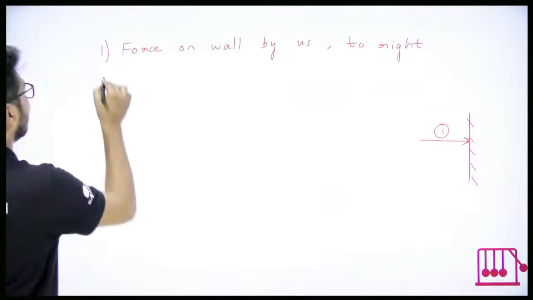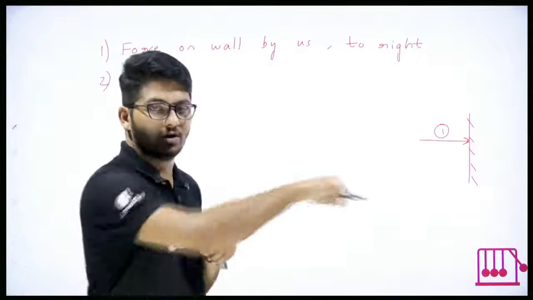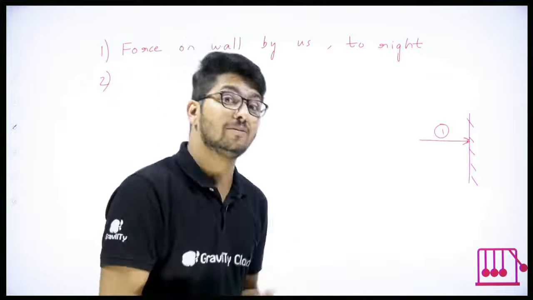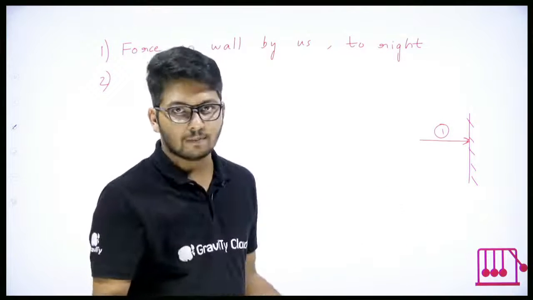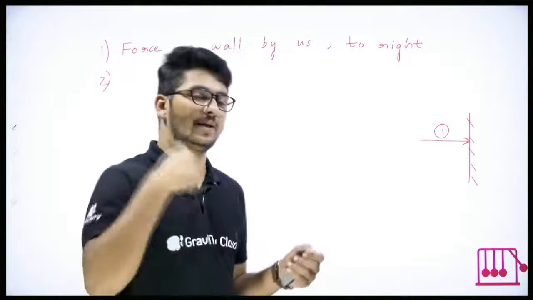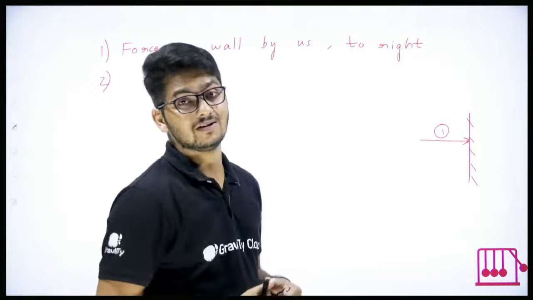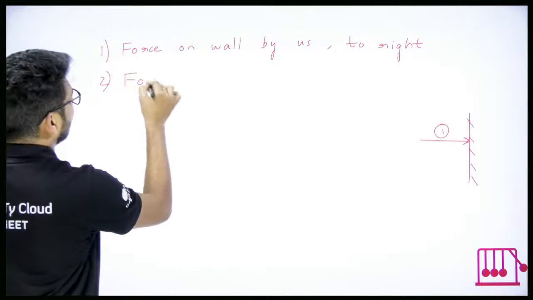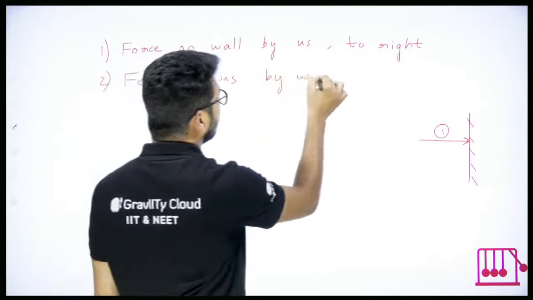Simple. Then a second force is what? See, we are hitting the wall. So we are exerting a force on the wall. But why do we feel pain? When we hit a sofa, there is no pain. When we hit a sofa, when we hit a bed, no pain. But when we hit a wall, there will be pain. Why? Because here, in the second case, there will be force on us by the wall.